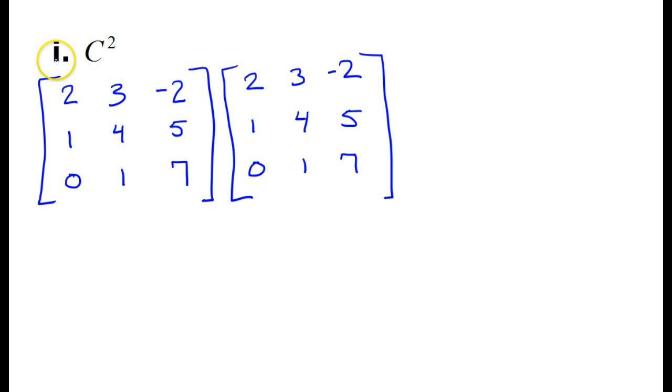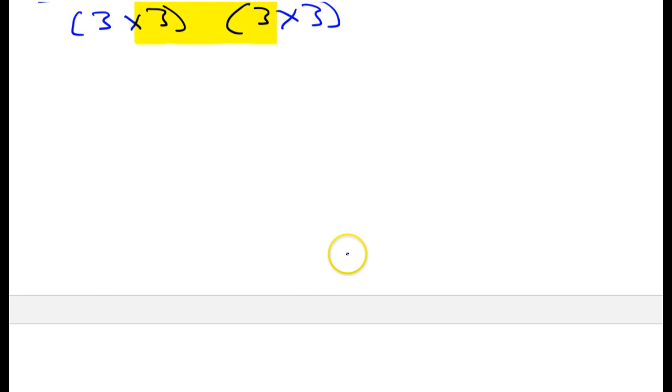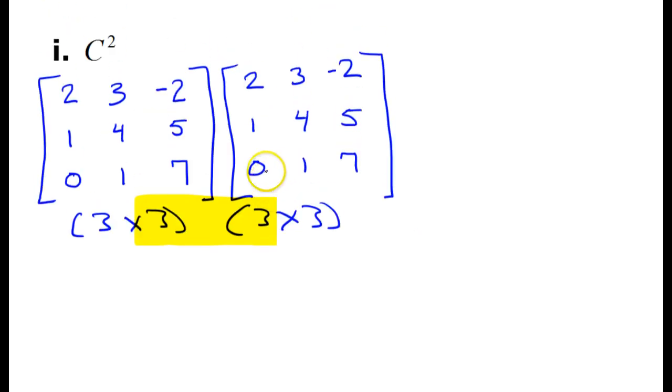All right, for part I, we have to do C squared. That means matrix C times matrix C, which is what I've copied down right now. Matrix C is a 3 by 3 matrix. Because the inner dimensions are the same, this is going to be possible. The outer dimensions tell us the dimensions of the final answer, which will be a 3 by 3 matrix.